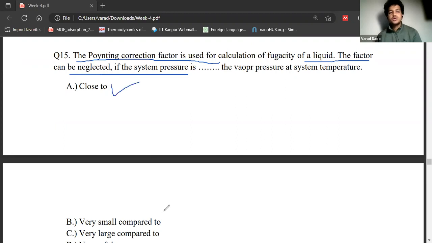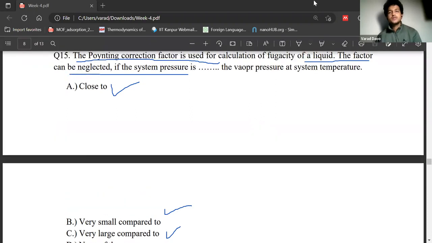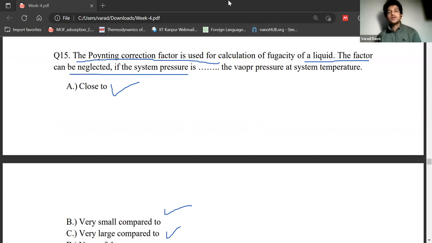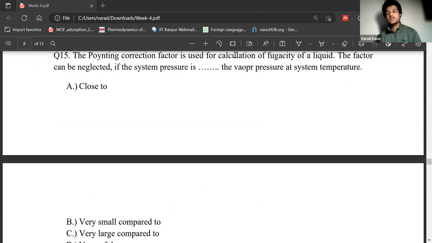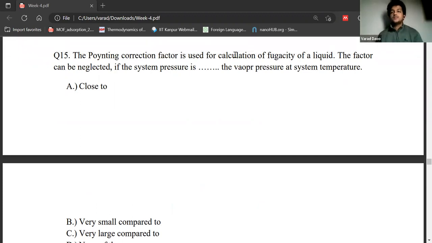Should it be very close to? Should it be very small compared to? Should it be very large compared to? Or should it be none of the above? So try it. I'll give you a couple of minutes for you to try, and then I'll give the answer. Actually, it's a very straightforward and very easy question. I hope you were able to answer.